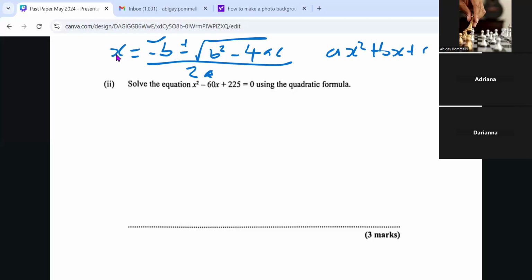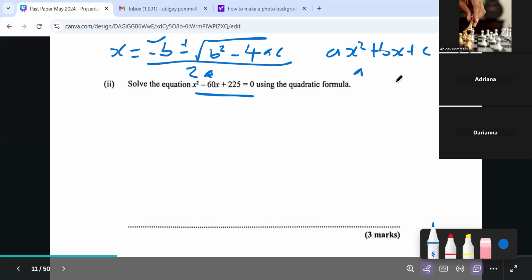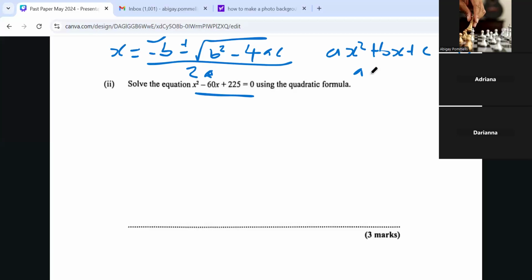So it is ax squared plus bx plus c equals 0. All right, so a is 1 according to the formula right here. A is 1. B is what? Negative 60. And C is 205.